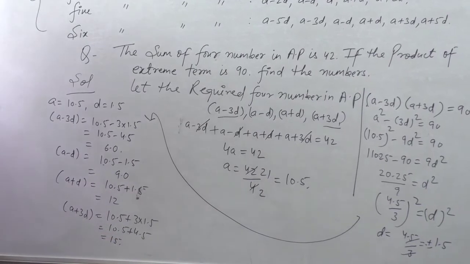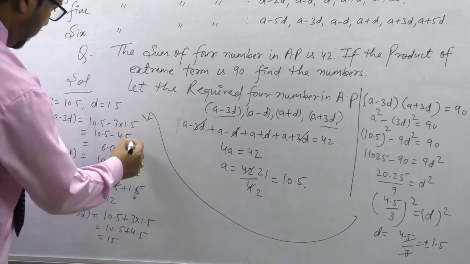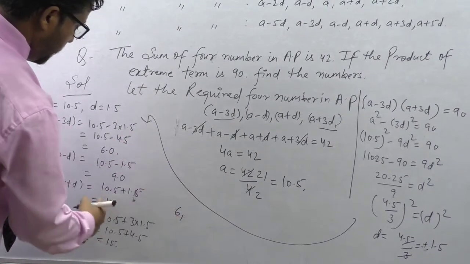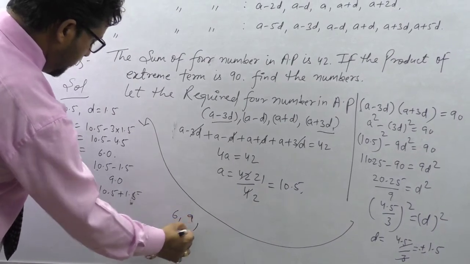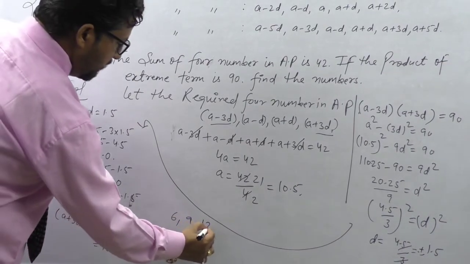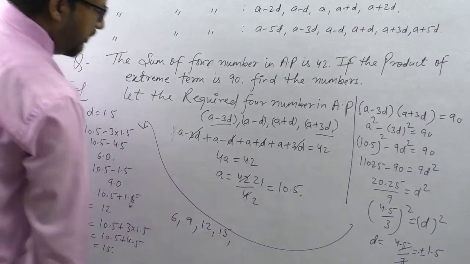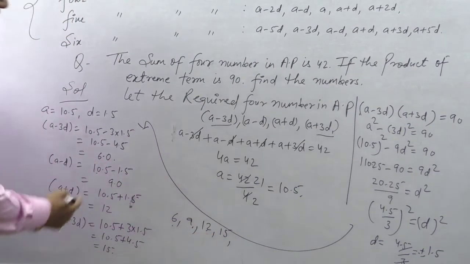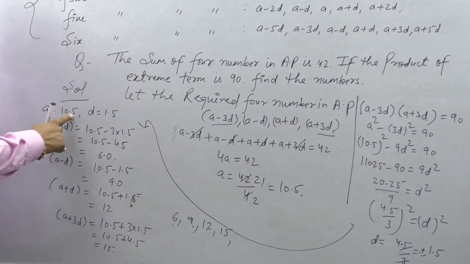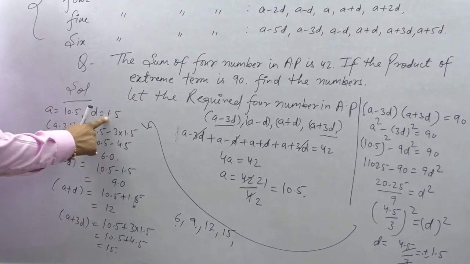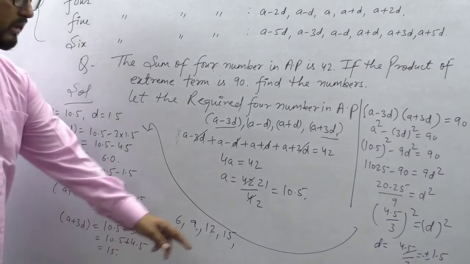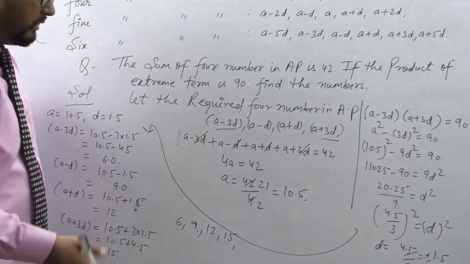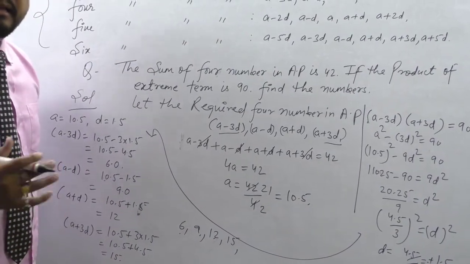So now you come to know your four values: the first is 6, second is 9, third is 12, and fourth is 15. For the second case, if you take a equal to 10.5 and d equal to minus 1.5, these values will come in reverse: 15, 12, 9 and 6.